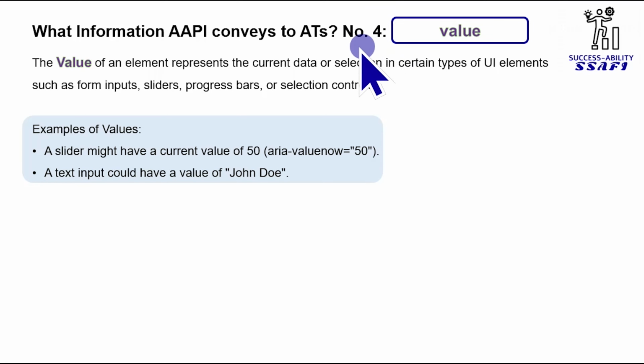The fourth piece of metadata is value. Value of an element represents the current data or selection in certain types of elements, such as form inputs, sliders, progress bars, or selection controls. Okay, to simplify what it says, not every single UI element has a value, but some of them do.